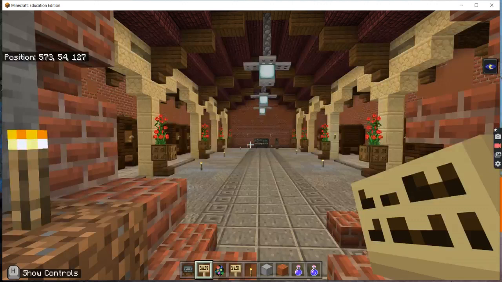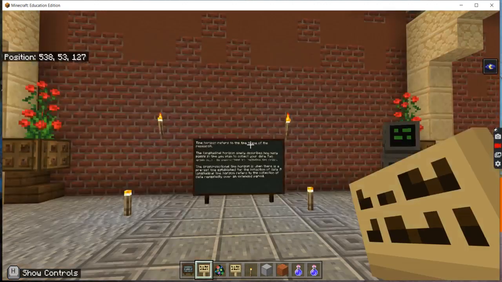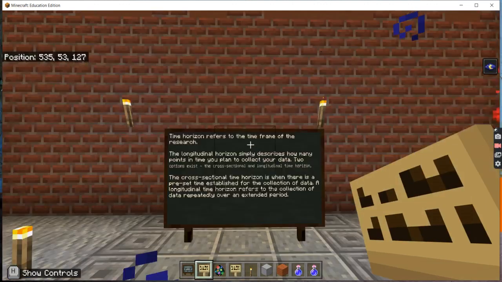Time horizon refers to the point in time where researchers plan or wish to collect data. We have cross-sectional and longitudinal. With cross-sectional, data is collected at one point in time, meaning the user can only collect data once. And with longitudinal, data is collected over multiple points in time. Data is collected more than once.